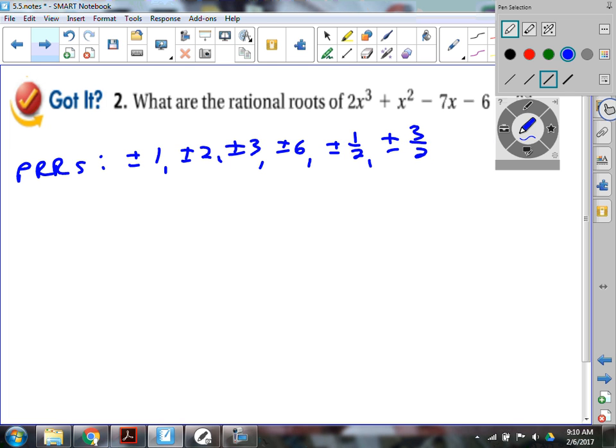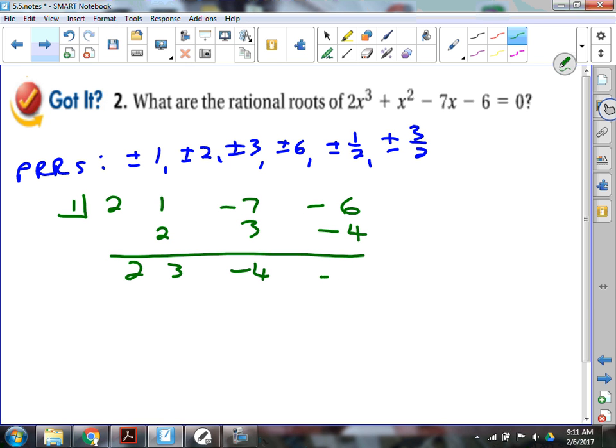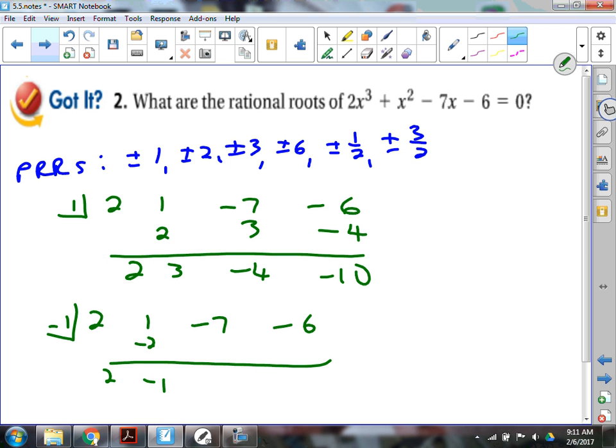Okay, so here we go. Let me try the 1. So we got the 2, the 1, the -7, the -6. We're really good at synthetically dividing. Just got to make sure you take your time with this. And that didn't work. Oh man. -1. 2, 1, -7, -6. There's 2, there's -2, there's -1, there's 1, there's -6, and 6, and there it is. That didn't take long at all, did it?